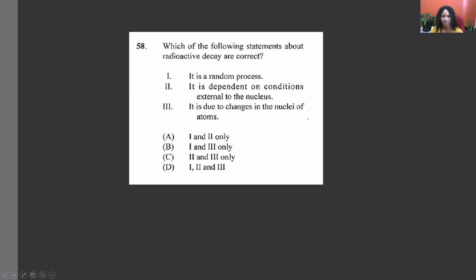All right. Which of the following statements about radioactive decay are correct? 1. It is a random process. 2. It is dependent on conditions external to the nucleus. 3. It is due to changes of the nuclei of atoms. Remember we said that radioactivity is not dependent on any external factors, and so we realize that our answer would have to be B, 1 and 3 only.